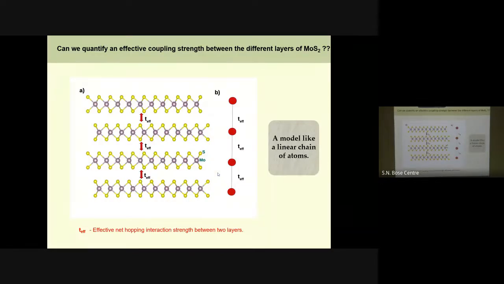Okay, so now we went on to the next step, which is to try to understand whether we can quantify this interlayer interaction. The way we went about it is to think of each of these layers as an effective atom in some sense, and construct a coupling between each of these layers and try to determine the magnitude of this coupling. So that's what we went about doing.